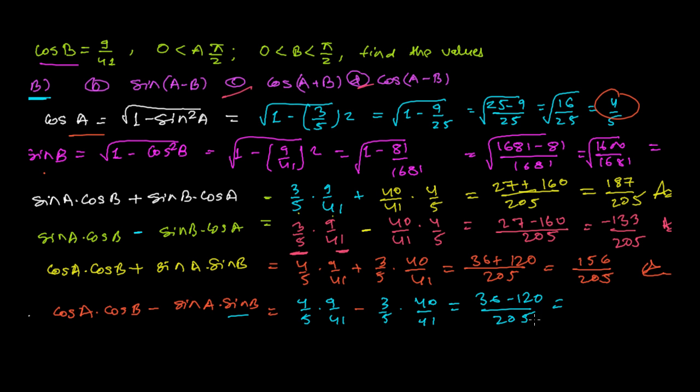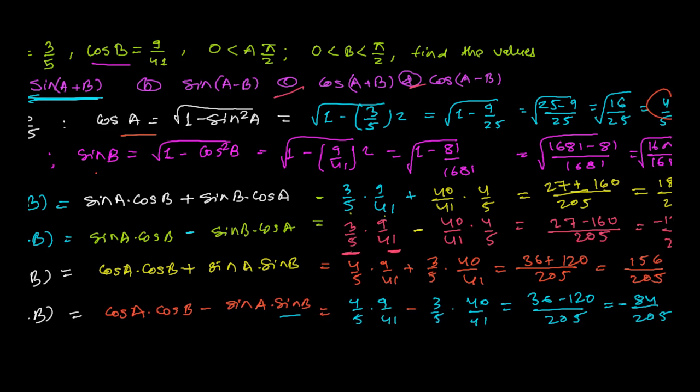So 36 minus 120, that's minus 84. So 84 divided by 205, and it's minus, and that's our answer.